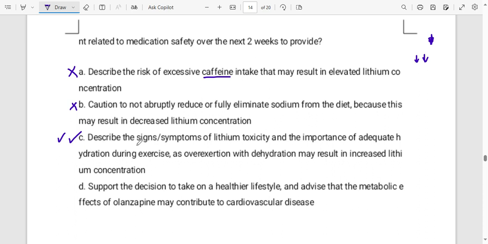And then for C, this person wants to start taking up exercise. And when someone is exercising, they are sweating, they are losing both water and sodium, meaning that they're going to get toxicity. So I want to tell them to be taking a lot of fluid so that they can help themselves not to go into toxicity.